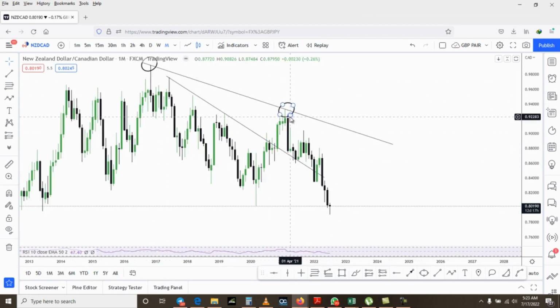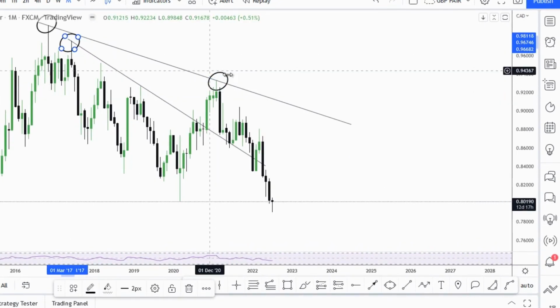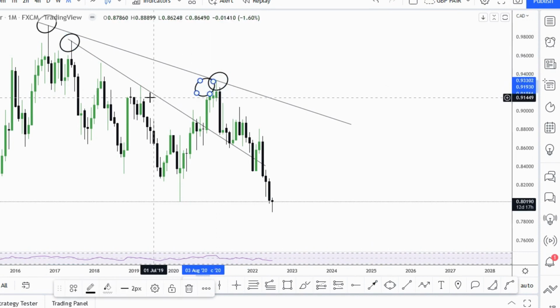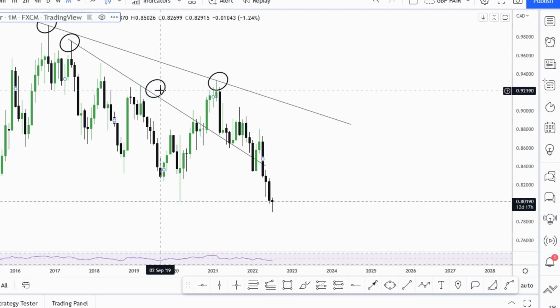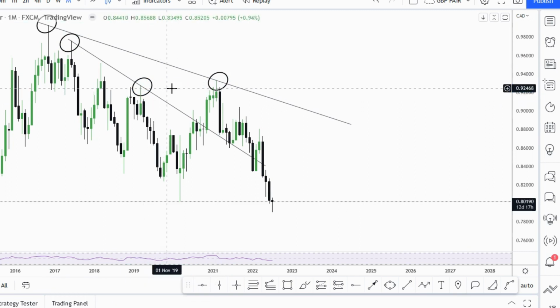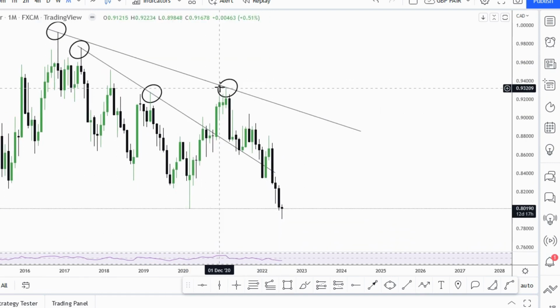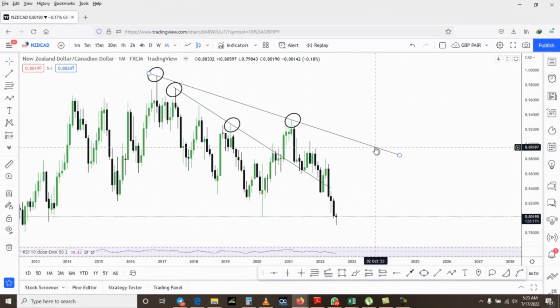So now this is another one. We have this here, and we have this example here. Okay, so now we have two trend lines here. This is the major trend line on this chart, and then this is another trend line. So now we're going to call this first one the outer trend line.